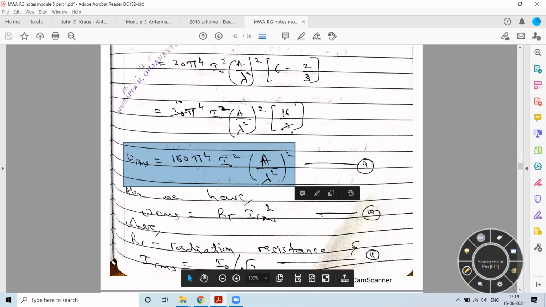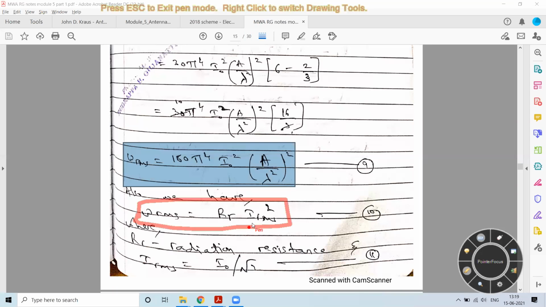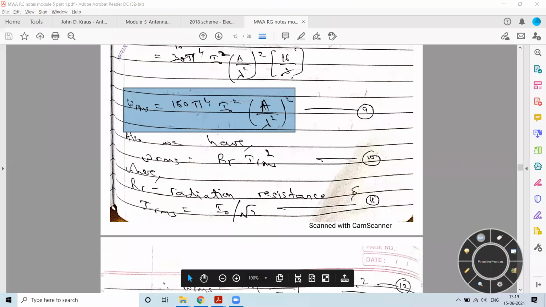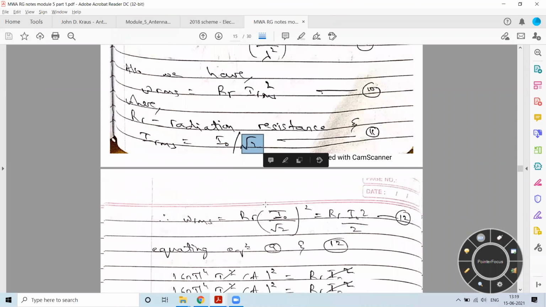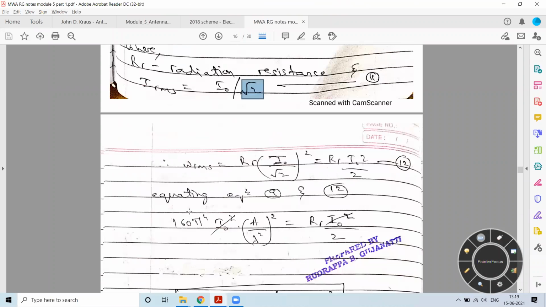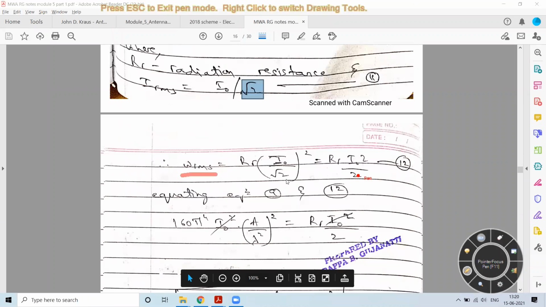Now we consider the same thing with respect to radiation resistance. The total power radiated by the antenna is given by I RMS square into radiation resistance. But what is I RMS? I RMS is equal to the peak value of the current divided by square root of 2. When we substitute this, we obtain W RMS, the total power which is being radiated, equal to radiation resistance into I naught square divided by 2.